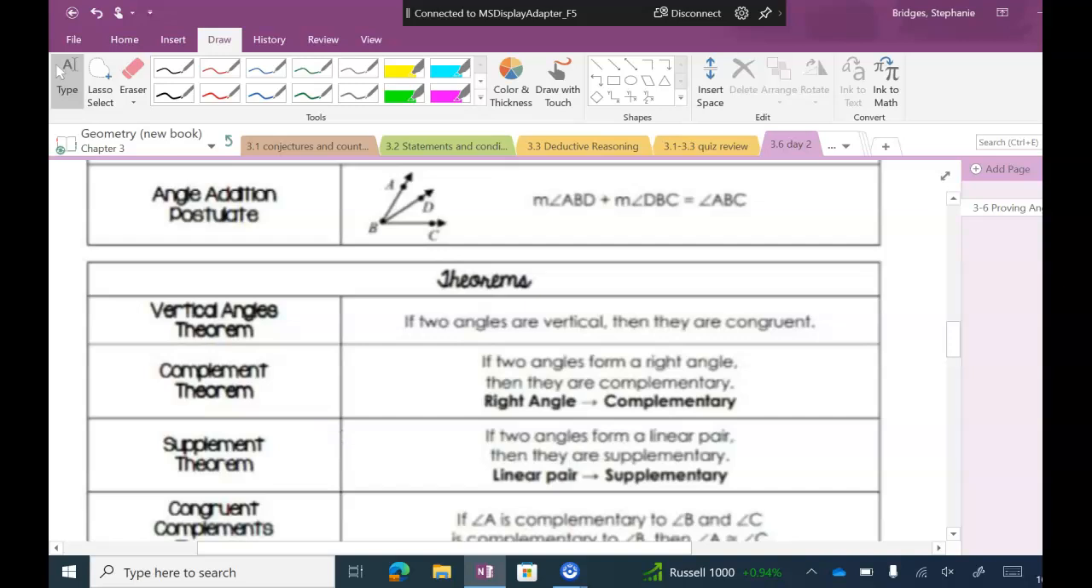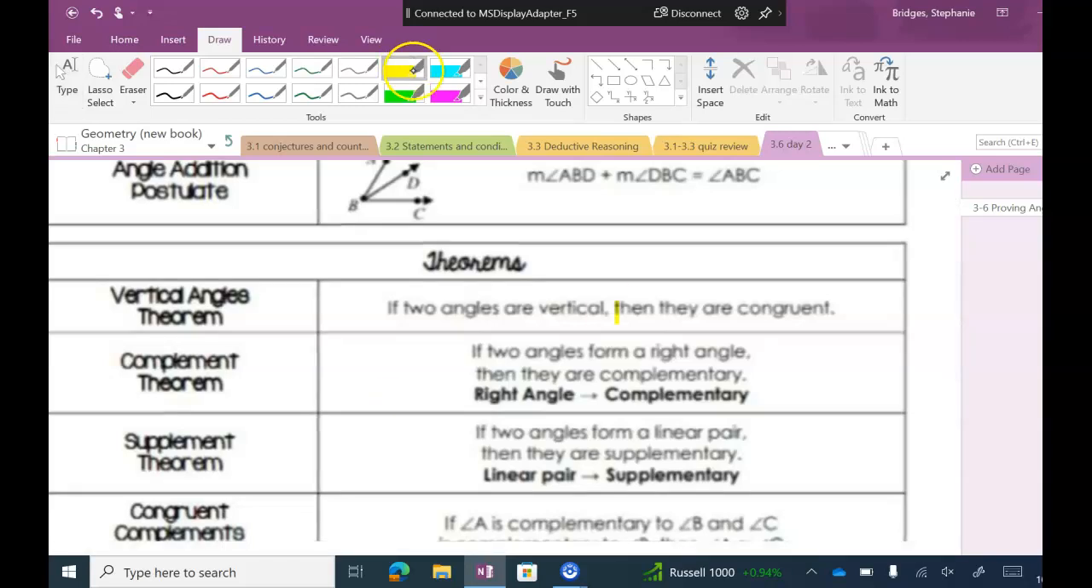And then we have some theorems. The vertical angle theorem. Basically, what do we know about vertical angles? They are always congruent, okay? So if you are given a pair of vertical angles, then you are able to say that those two angles are congruent.